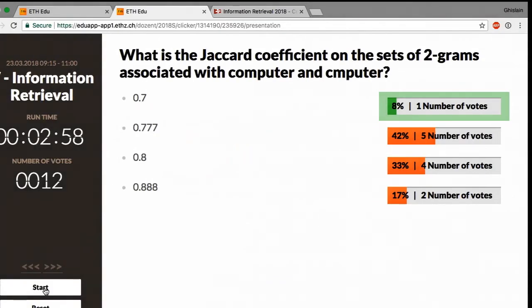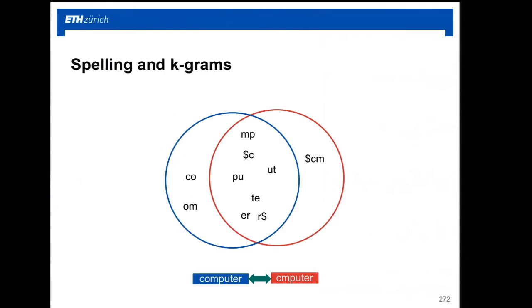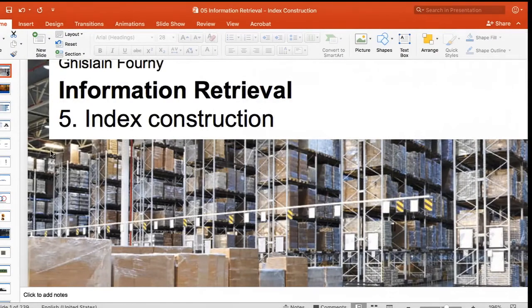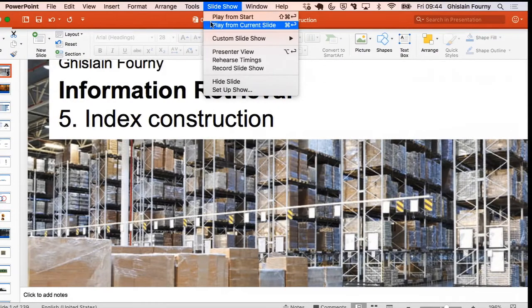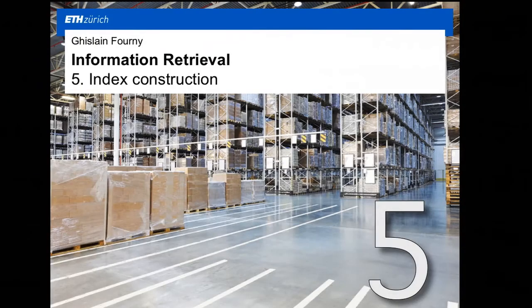So let's now move to the next part of the lecture. But don't worry, I will start with a recap, as I always do. So now we are done with tolerant retrieval. The next part is about how to scale it up. How do we construct the indices?